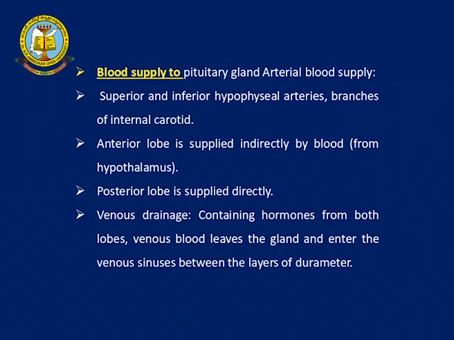Now, the blood supply of the pituitary gland. The anterior blood supply comes from the superior and inferior hypophyseal arteries, branches of the internal carotids. The anterior lobe is supplied directly by blood from the hypothalamus. The posterior lobe is supplied by a venous drain connecting the hormones from both lobes, and the venous blood leaves the gland and enters the venous sinus between the layers of the dura.